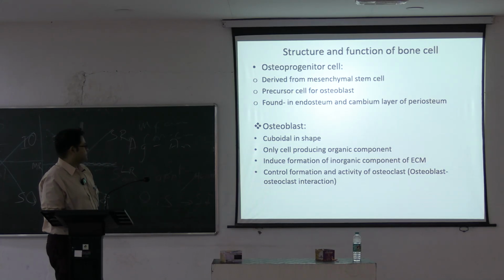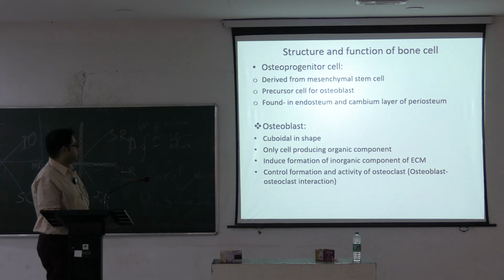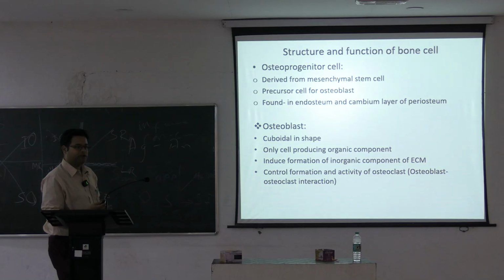Next, coming to the osteoblast. Osteoblast is the primary bone cell, the primary stem cell of the bone. It is cuboidal in shape and is the only cell which produces the organic component, or the osteoid. It induces the formation of the inorganic component of the ECM. So it does not form the mineralized part itself, but it induces the deposition of the hydroxyapatite crystals.